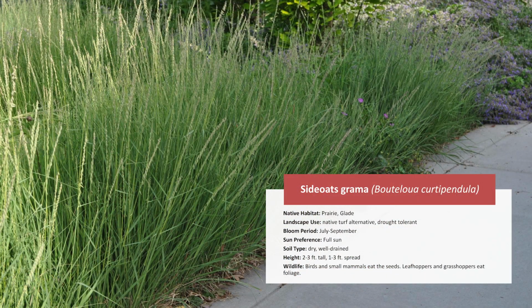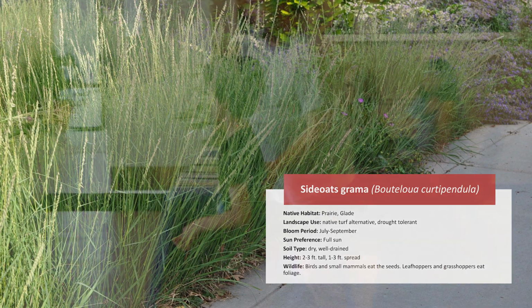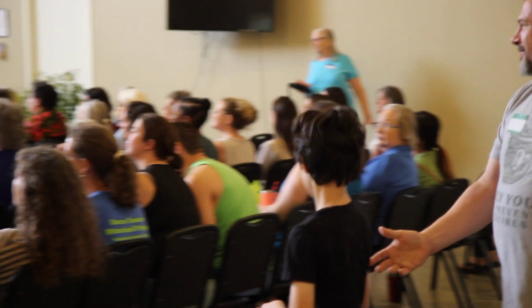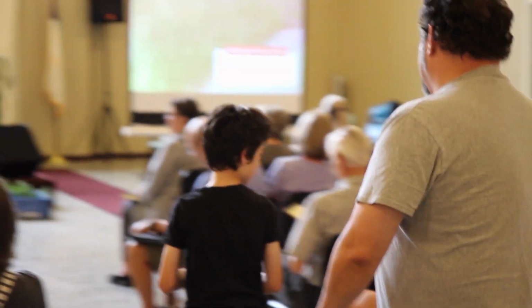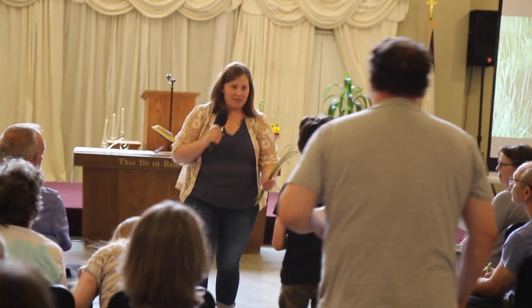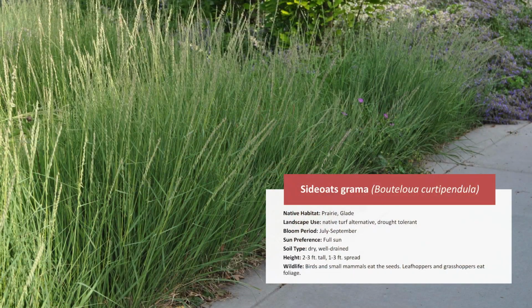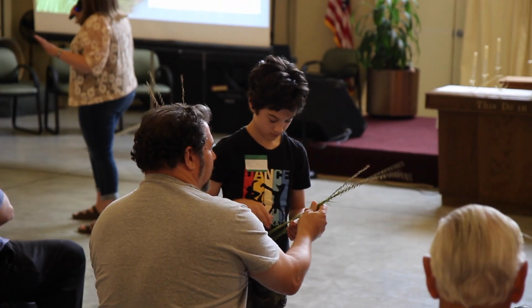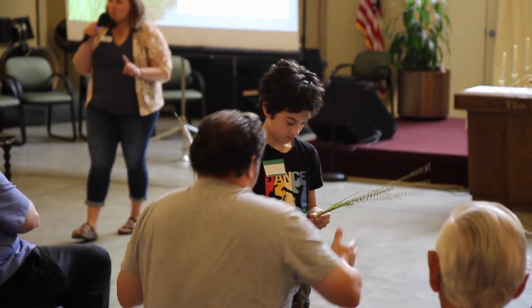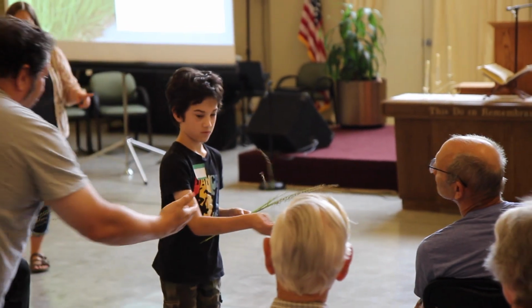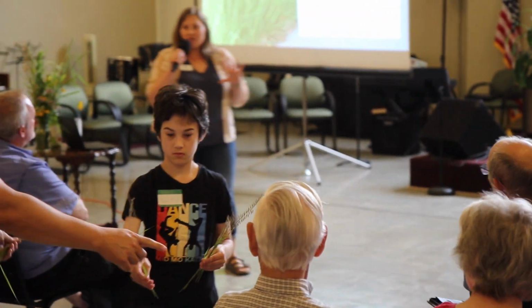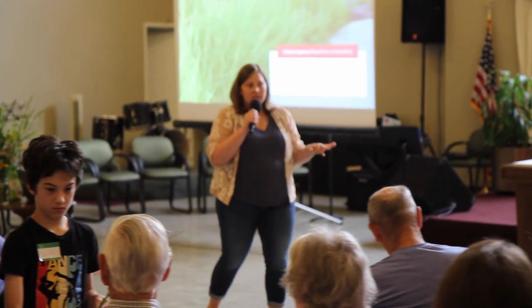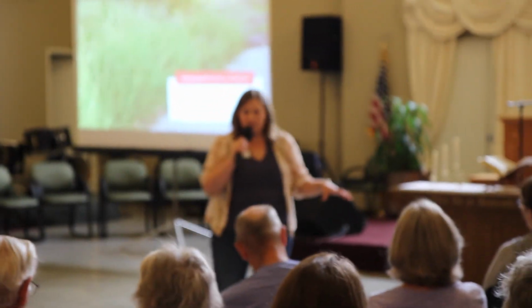Side oats grama. Daniel, I need my helper. So side oats grama is a terrific native grass. It's drought tolerant. Take some of these and show them to people, and let's show them the seeds. So it is, I said it was drought tolerant. It's also one that you can use as a native turf alternative. So you can mow this to about 4 inches, and it'll be like a turf grass.